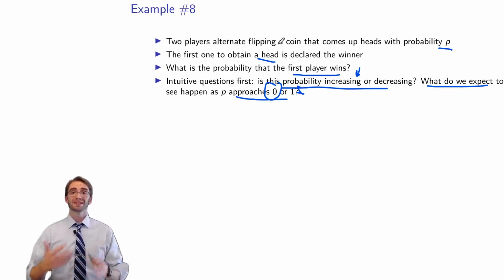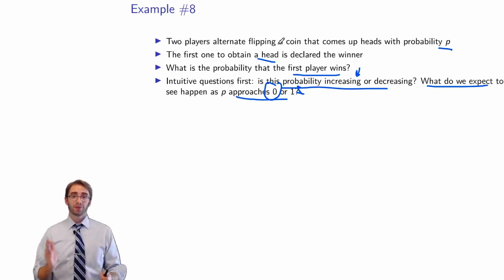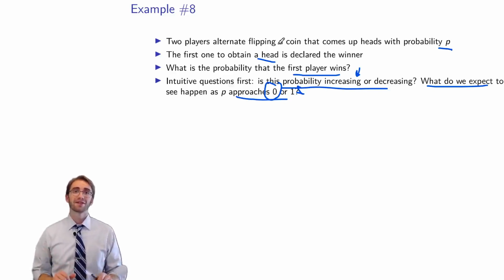Someone will eventually get heads, but it's going to be very unlikely and it'll take a long time. So what does that mean? It means that player 1's advantage is not very significant, right?